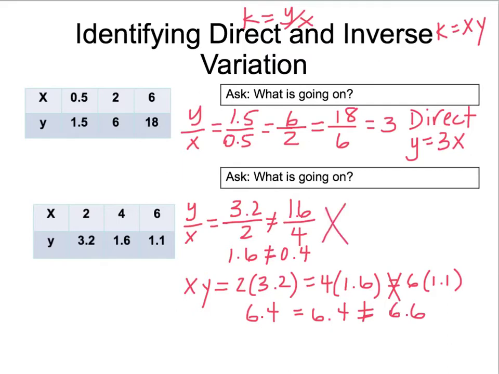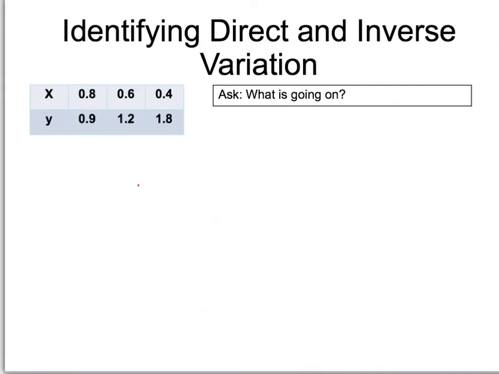Okay, it wasn't direct. It's not inverse. So this one is a neither situation. Okay, let's try one more of those. One more of these: inverse or direct or neither.